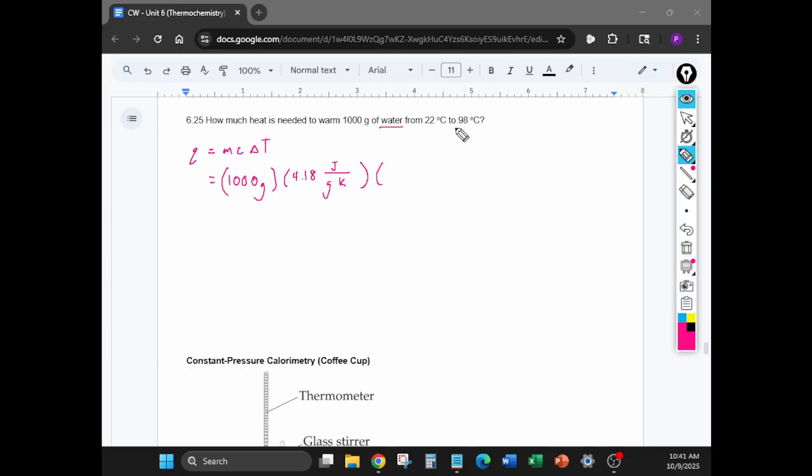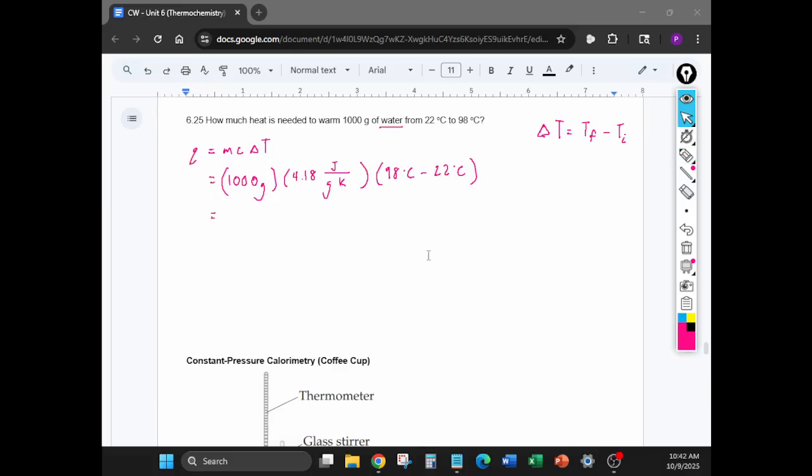Next part, we have 98 degrees Celsius minus 22 degrees Celsius, because this is delta T. Whenever you have delta, that's change. So change in temperature is always going to be your final temperature minus your initial temperature. So we'll do 98 degrees Celsius minus 22 degrees Celsius. If you wanted to change it to Kelvin, you can. But when it's the change, it's going to be the same change. So you don't have to change to Kelvin, but if you did, you'll still get the same answer.